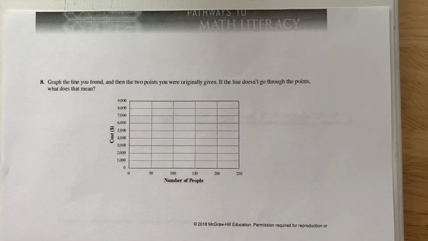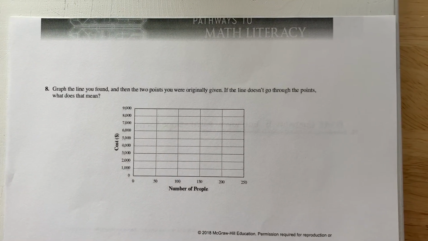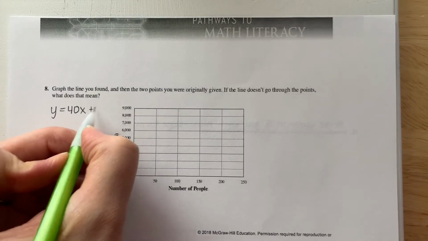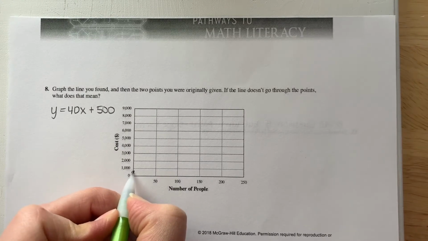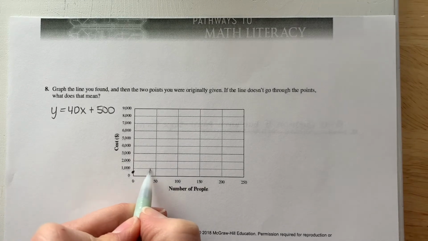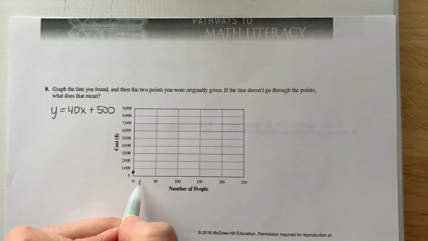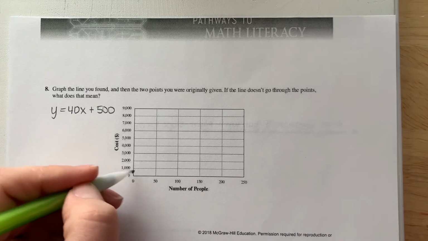Okay, moving on to number 8. It says to graph the line that you found and then the 2 points you were originally given. If the line doesn't go through the points, what does that mean? Well, our equation was y equals 40x plus 500. So we can start at about 500. And then from there, we have to go up 40 over 1, up 40 over 1. And I'll be honest, this particular graph is not very easy to use in terms of counting, going up 40 and over 1.